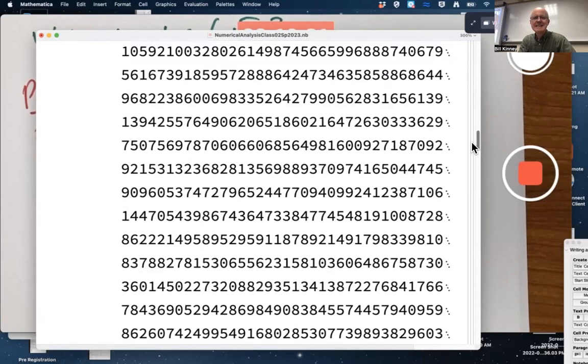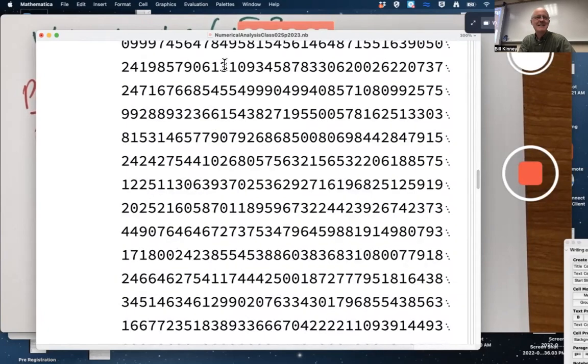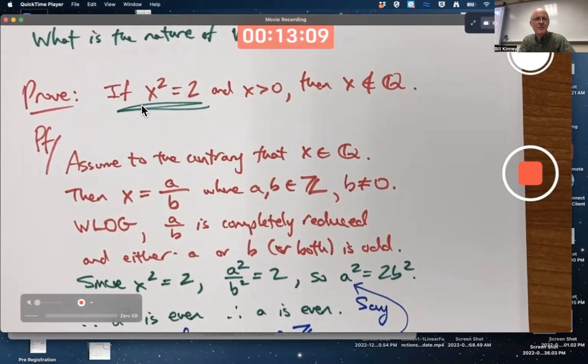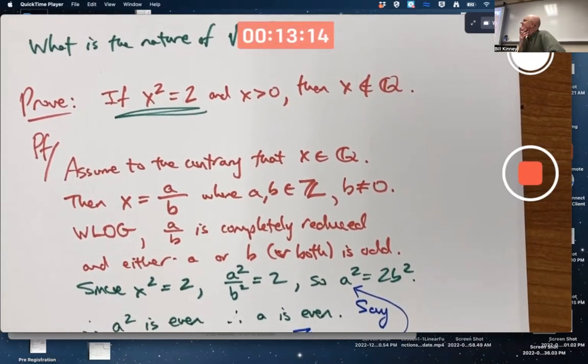How do you even know there is such a number? Is it well defined? In our proof, we actually did not prove that such a number exists. We just proved that if it does exist, it's not rational. Whoa. We didn't really prove it exists.